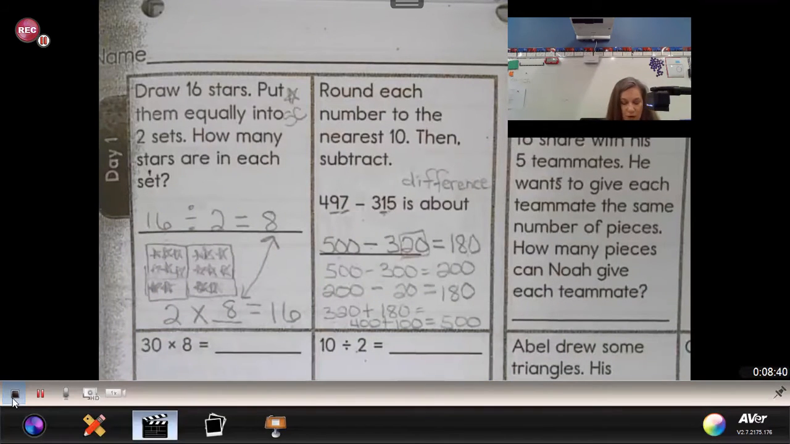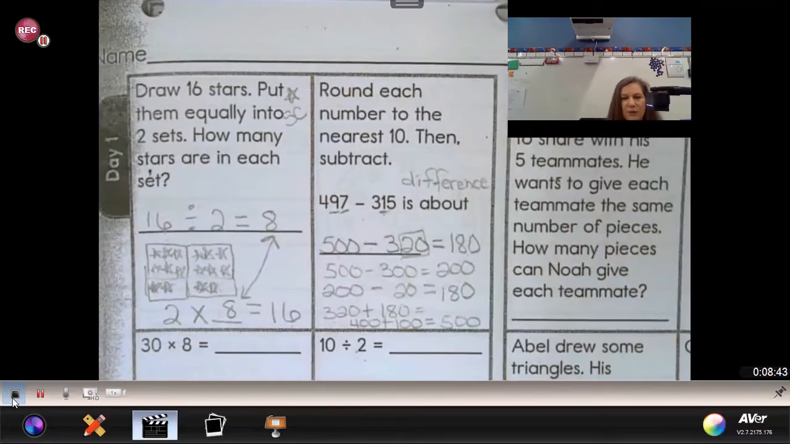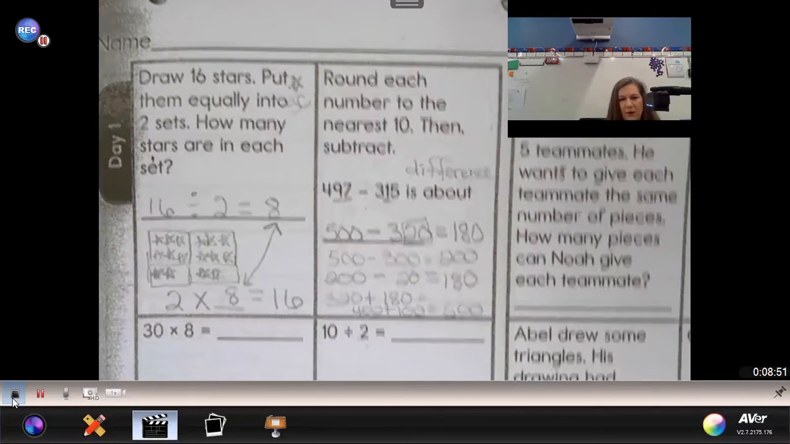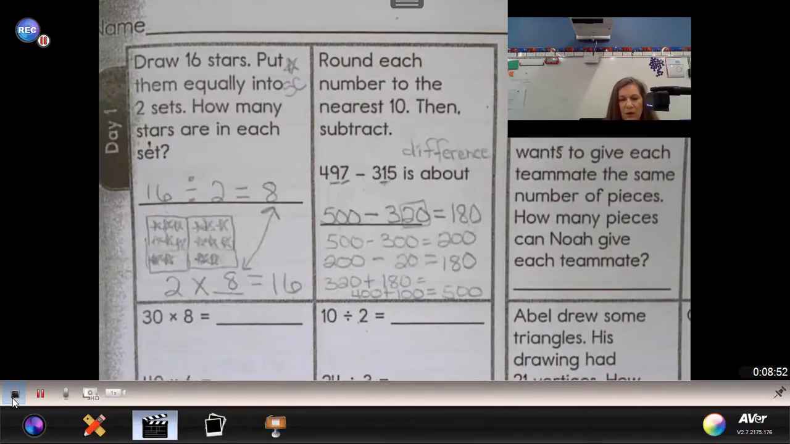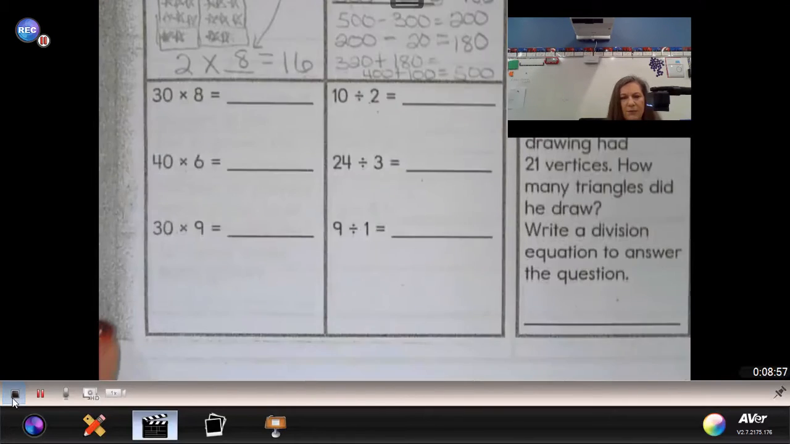Nice job. So again, if you did this correctly, place a star here. If you didn't, please put an SC here and show that you had to self-correct yourself. And it's okay if you have to self-correct. Again, we're always learning. So let's take a look at our next set of problems.